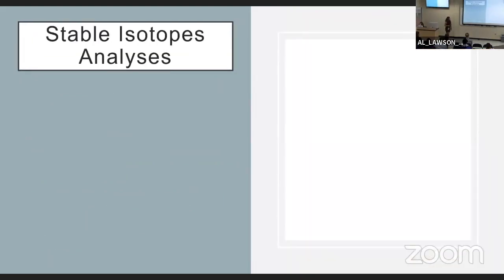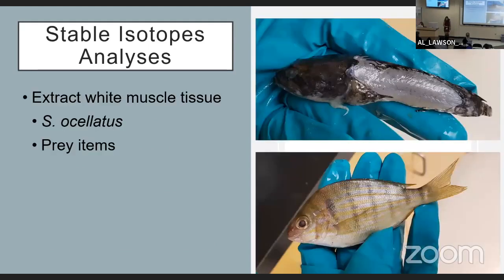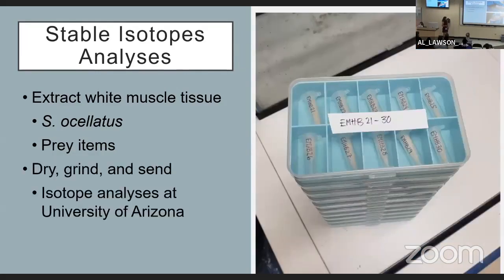Just a brief overview of the process for the stable isotopes. It was just to extract the white muscle tissue, mostly dorsal fin if we're talking about fish, for both red drum and the prey items. And then all those tissue samples were dried, ground up, and then sent out to University of Arizona to get those signatures.